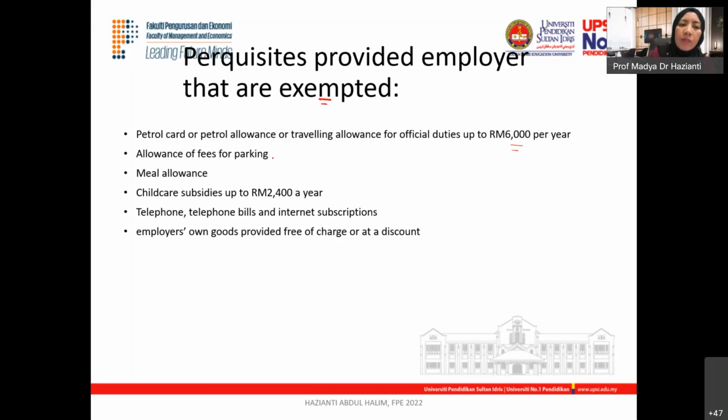If you get an allowance or fees for parking, not taxable. Meal allowance every day, the employer gives food, so nothing to tax. These are exempted. Childcare subsidies up to RM2,400 a year. Telephone bills and internet subscription. Employer's own goods provided free of charge or at a discount. If you buy goods the company sells and get a discount, that is considered a perquisite, the benefit of being that employee. But not taxable, so no need to pay tax for all this.